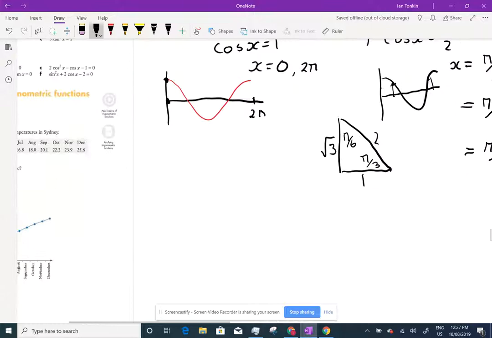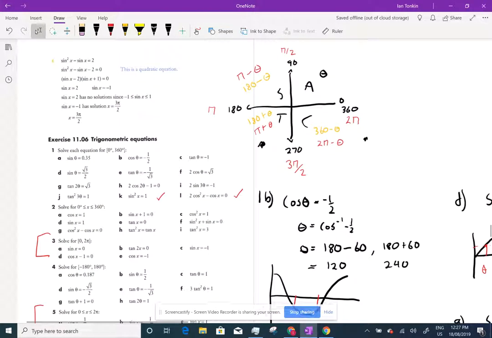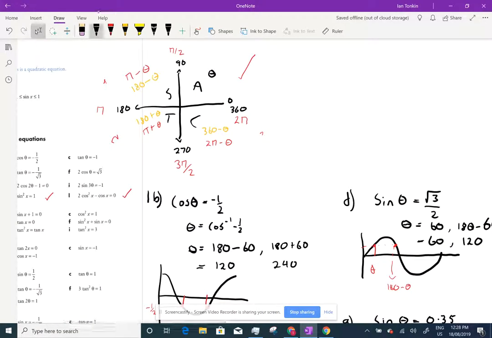So, what you need to do to solve these: find the acute angle, decide what quadrant it is in, and then do the appropriate calculation. Now, if you're in degrees, if it's in the first quadrant, it's just the acute angle. If it's in this quadrant, it's 180 minus. This quadrant, 180 plus. This quadrant, 360 minus. But if you're in radians, it's pi minus, pi plus, or 2 pi minus. You just have to apply those rules.